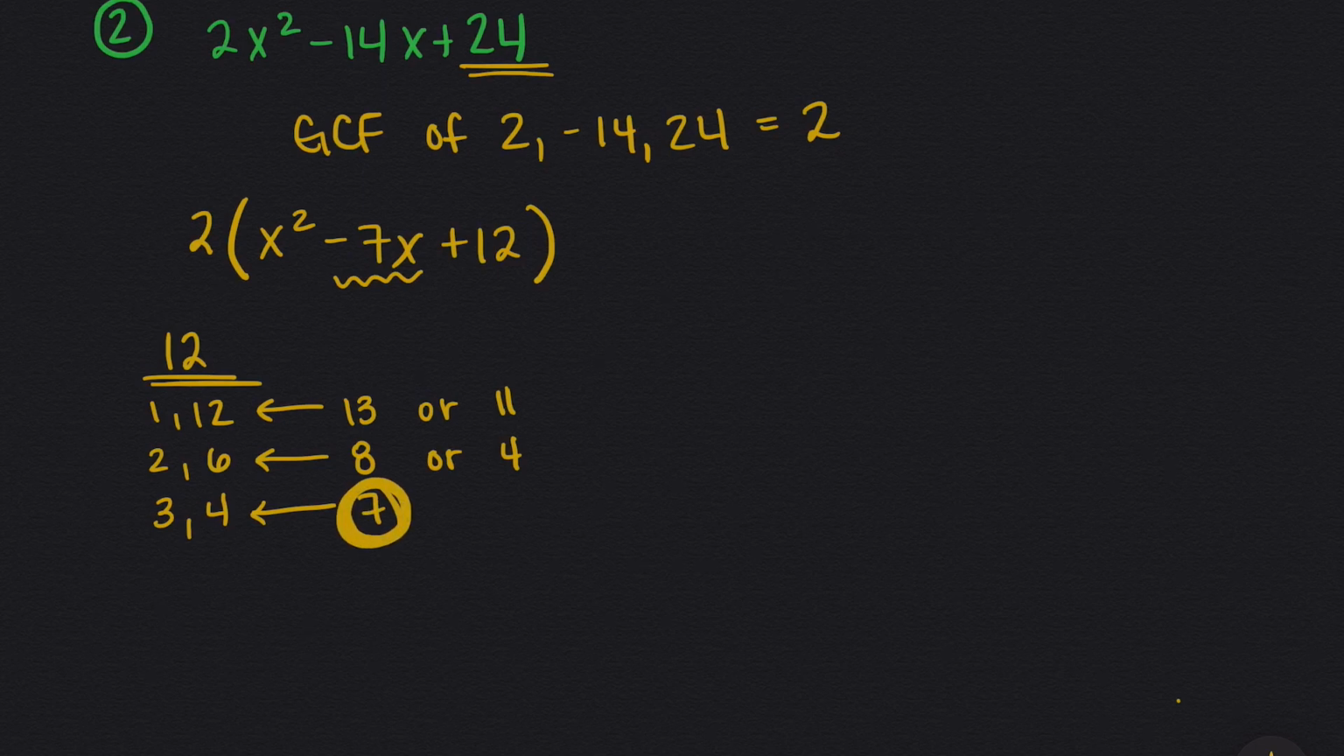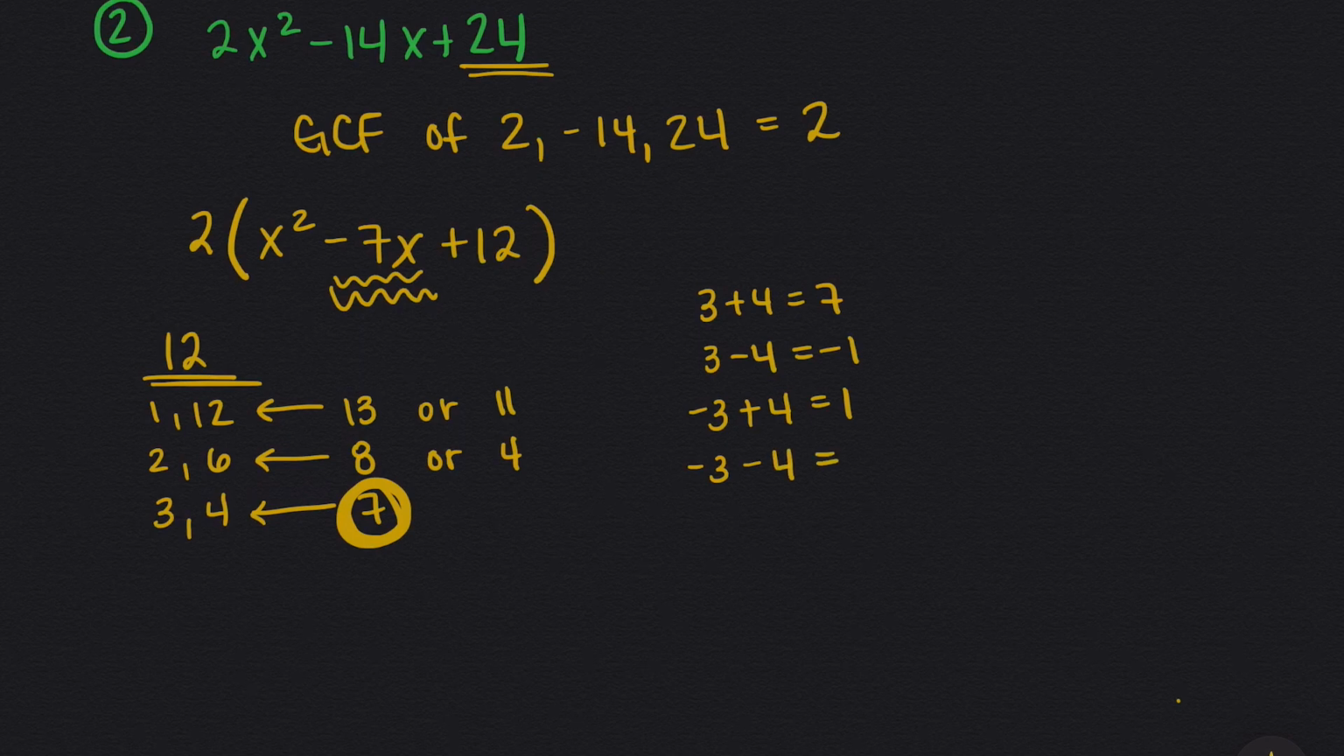So we know that the factors we need to use involve 3 and 4. Now we have to figure out the signs. If we add 3 plus 4, that gives you 7, which is not the same as a -7. Remember, the goal, what we want, is a -7. If we subtract 3 minus 4, we get -1. If we make the 3 negative and add 4, we get a +1. If we make both numbers negative, -3 minus 4, that's our -7. That's the one we want. So our factors are -3 and -4.